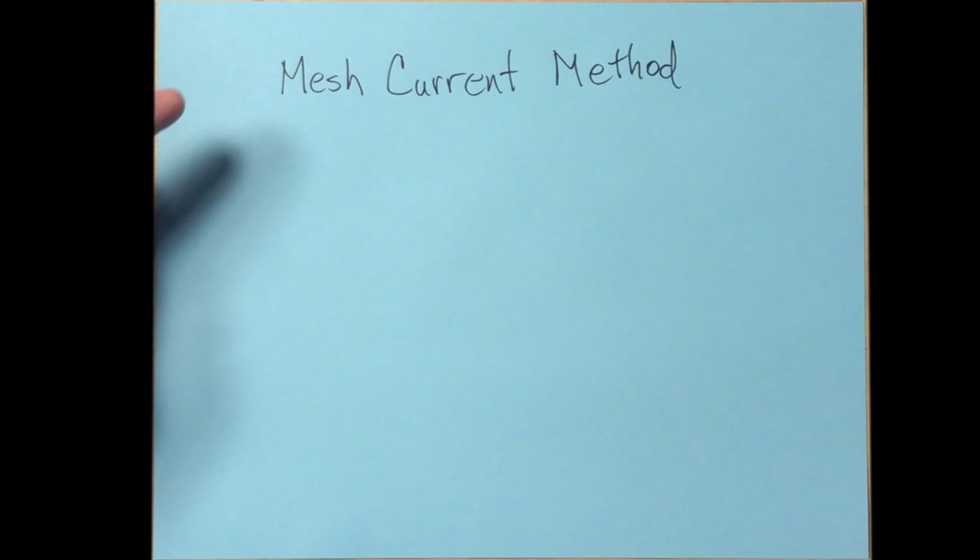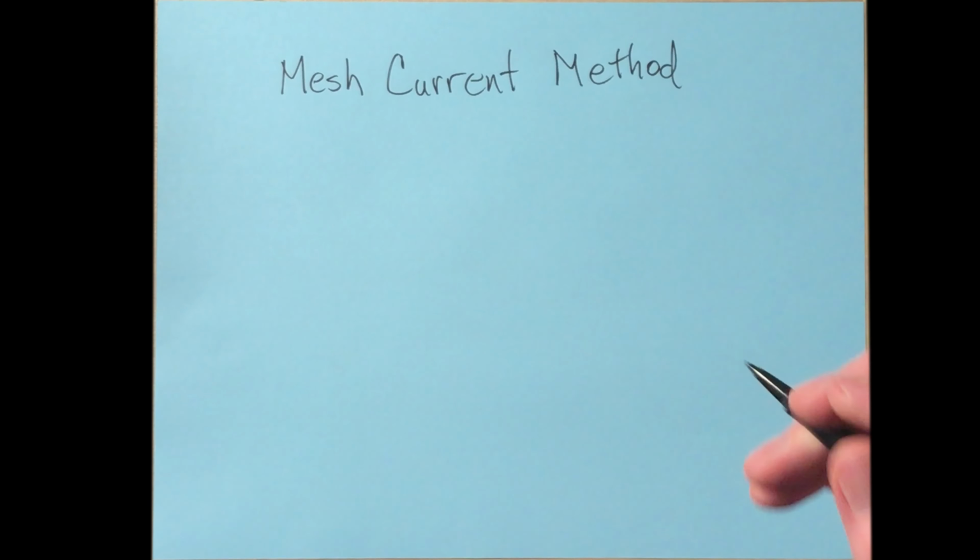All right, I have a feeling you already know what a mesh is. A mesh is a loop with no other loops inside of it. And a mesh current is the current that exists in the mesh. So a mesh current has a reference direction associated with it. However, its value is unknown, and its value is typically what you solve for when you solve a circuit.